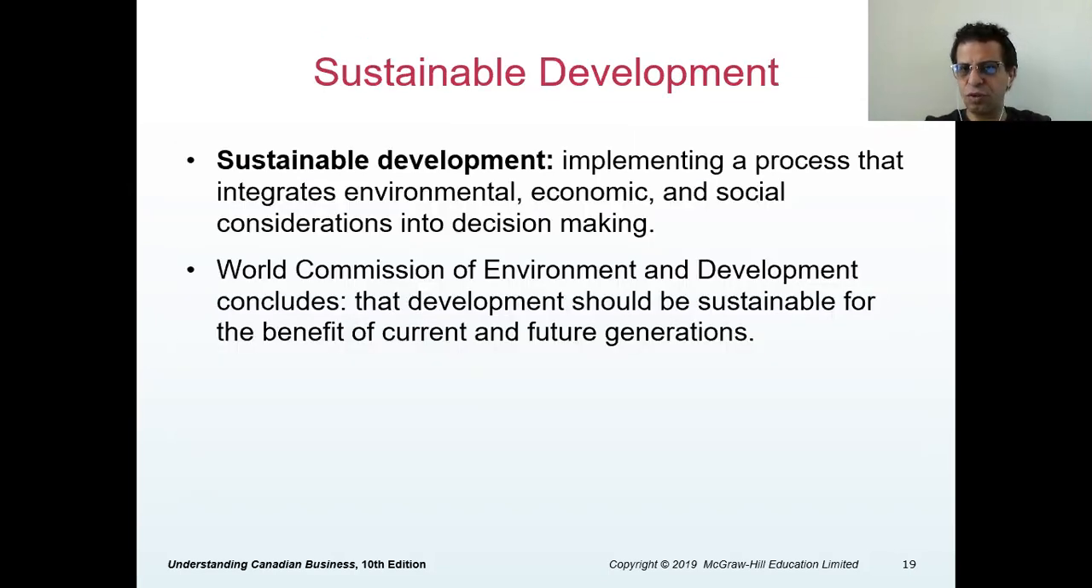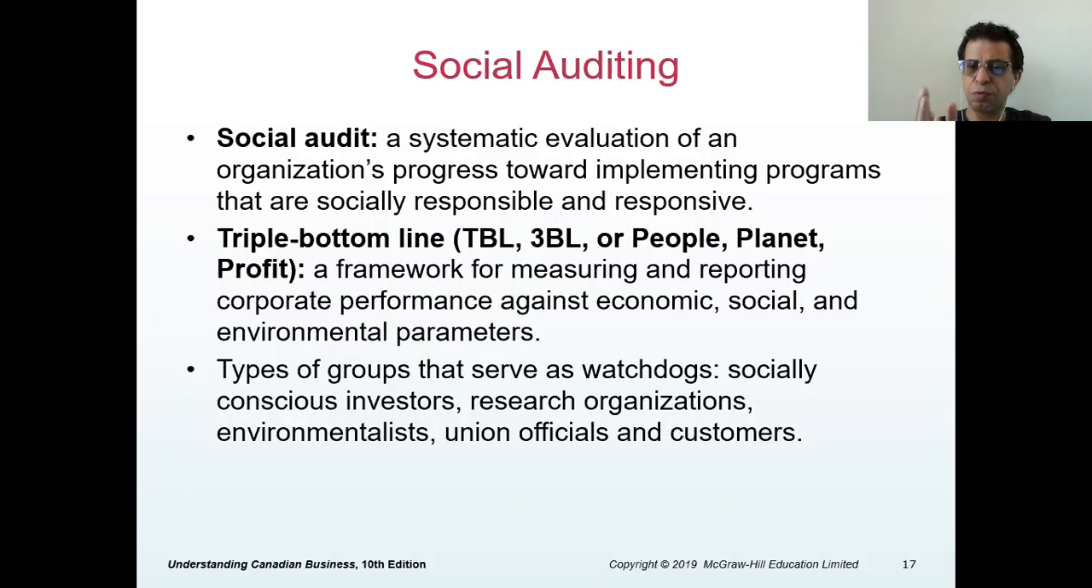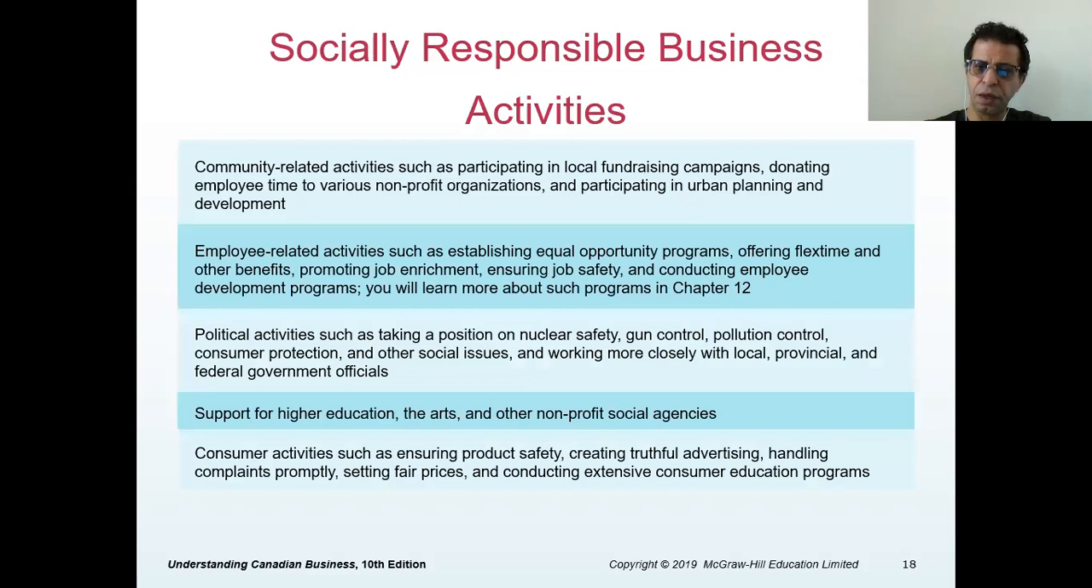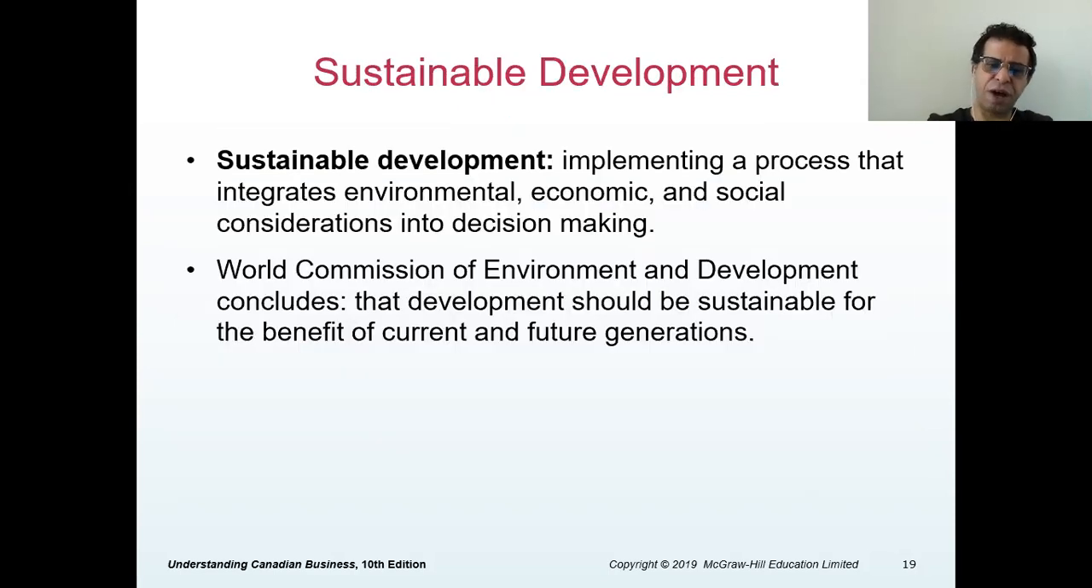Then we have sustainable development. Sustainable development means implementing a process that integrates environmental, economic, and social considerations into decision making. And that's what we called in the previous slide people, planet, profit, or TBL, or triple bottom line, or 3BL. So these are the sustainable development factors. There is the World Commission on Environment and Development, which says development should be sustainable for the benefit of current and future generations. You cannot consume all the resources irresponsibly, because you need to keep some for the future generation also.